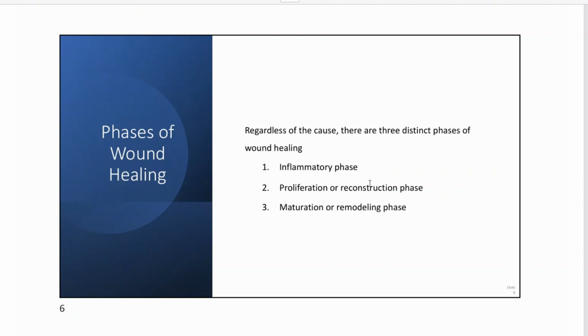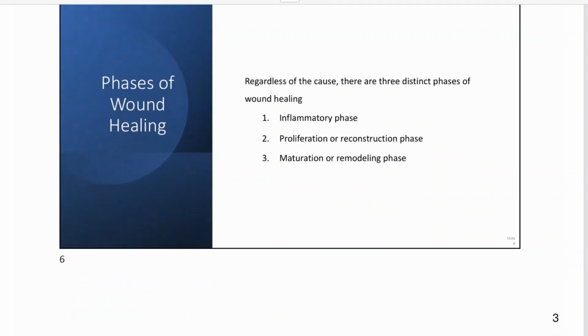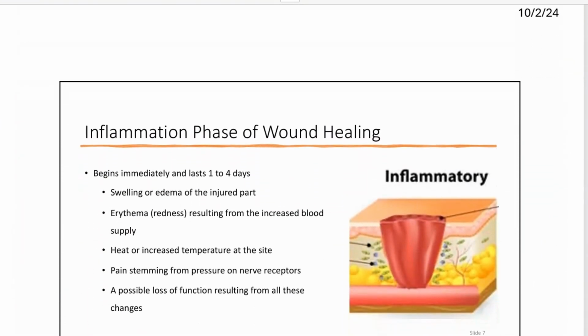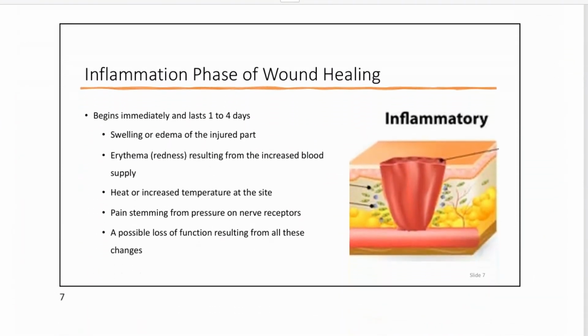So the first stage is going to be your inflammatory stage. This is when the swelling or the edema starts to happen, your redness or erythema happens, increased blood supply, you might get pain. So this is going to be your first step of wound healing. Again, you're going to get red, it's going to get swollen, it's going to be painful.